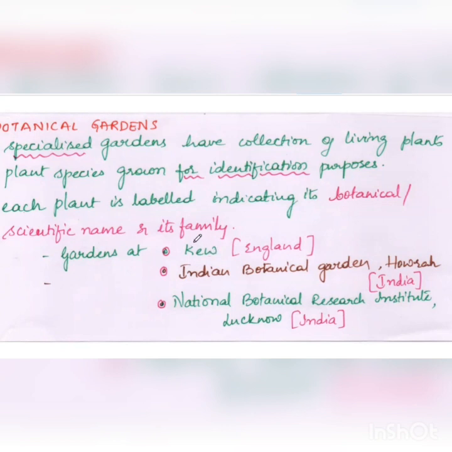A few of the important botanical gardens are Kew Botanical Garden in England, Indian Botanical Garden in Howrah, India, National Botanical Research Institute, Lucknow. Apart from this, it's very rare that they ask any other botanical gardens. Specialized botanical gardens have a collection of living plant species grown for identification processes. Each plant is labeled indicating its botanical scientific name and its family. Be it a tree, they'll have a small board or placard kind of thing which is stuck on the tree. It's easy for you to note them.